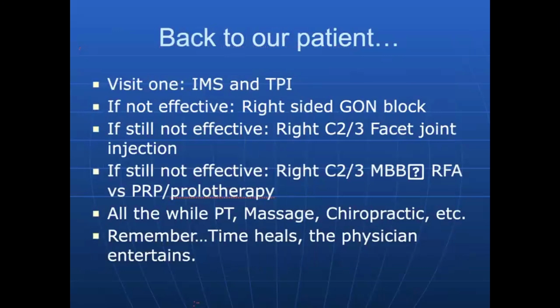So in our hypothetical patient, I would probably start with IMS and trigger point injections. If that's not working, I would move on to occipital nerve blocks. If that's not working, I'd probably do a C2-3 facet joint injection. If that still wasn't working, we might do the third occipital nerve block and the radiofrequency ablation. If that's not working, we might move on to prolotherapy and PRP.